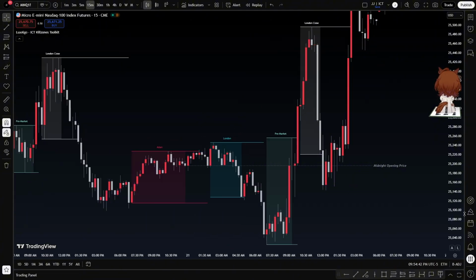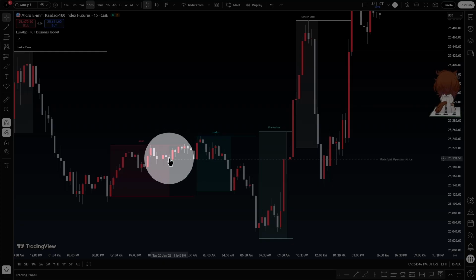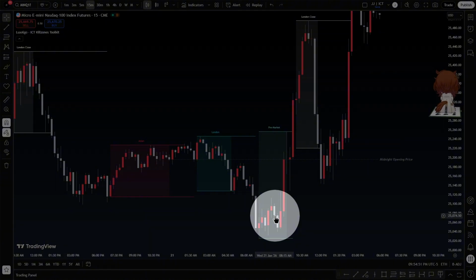I'm gonna start calling it that. Anyway, midnight opening price, we can see that after the midnight opening price is created, we accumulate, we drop down, manipulate, accumulate a little bit more during pre-market. Guess what that should do?